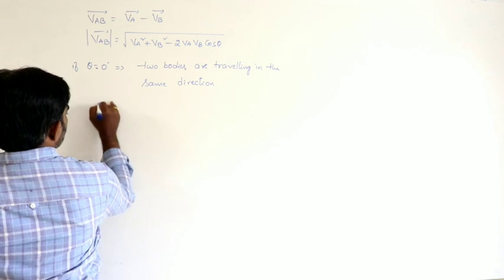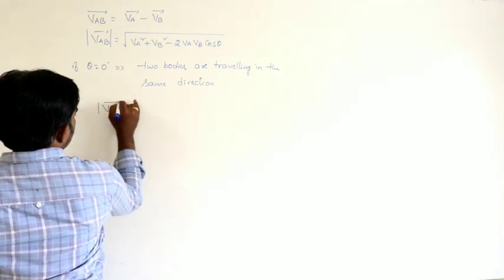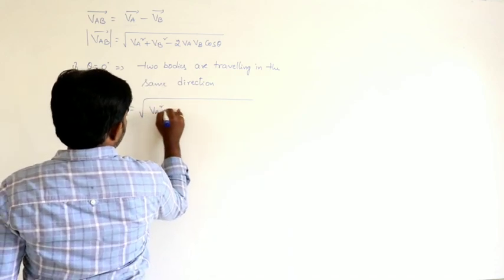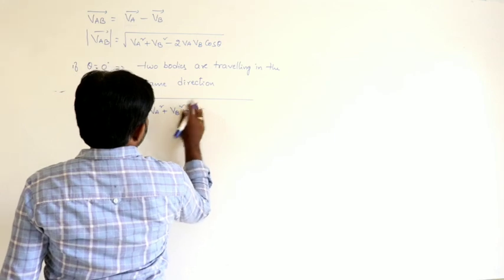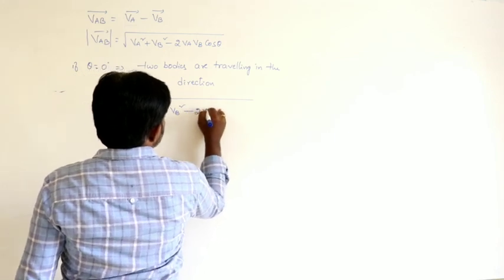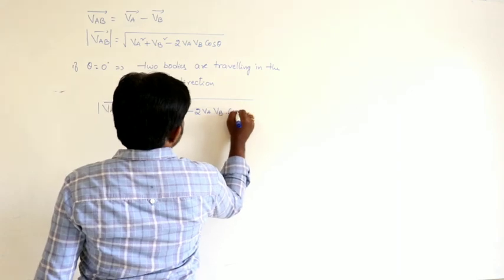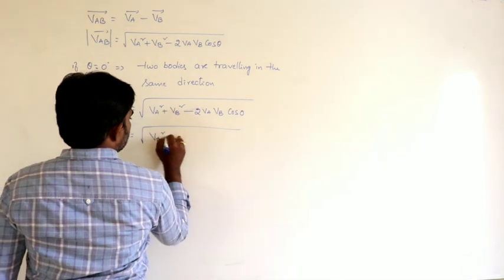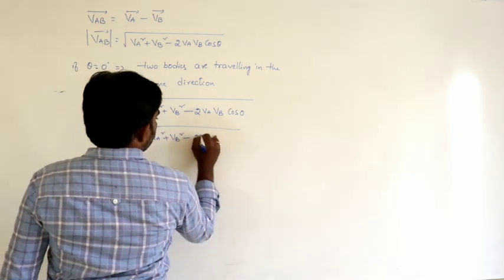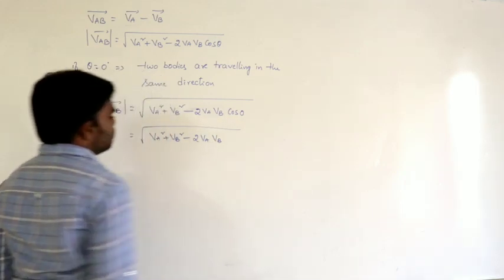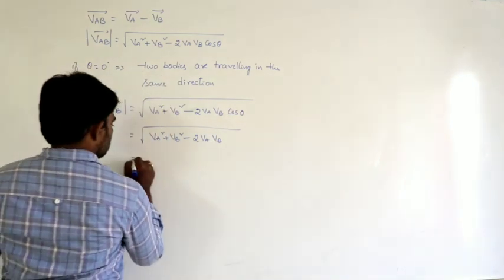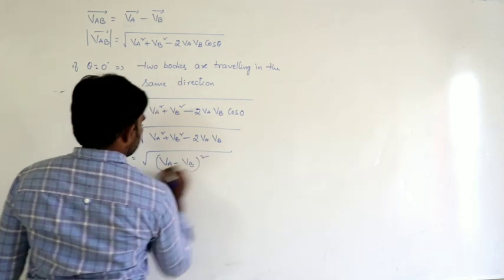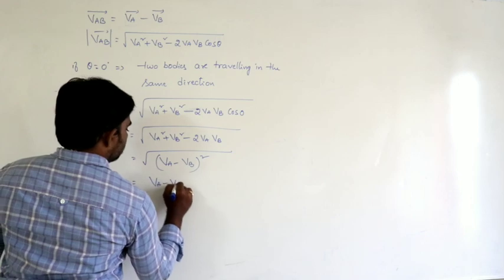So now VAB bar, the magnitude of relative velocity, can be written as square root of VA square plus VB square minus 2VA VB cos 0. Cos 0 is 1, that is equal to square root of VA square plus VB square minus 2VA VB. So that is equal to under root VA minus VB whole square, which is equal to VA minus VB.